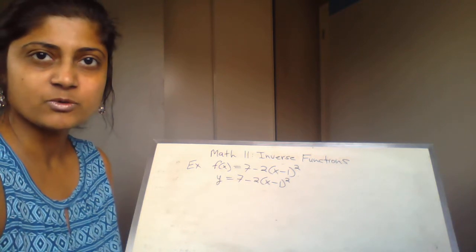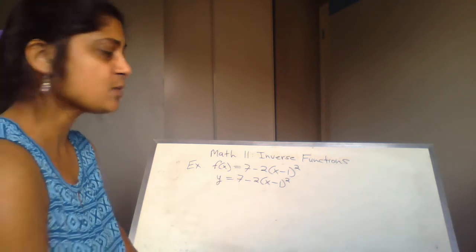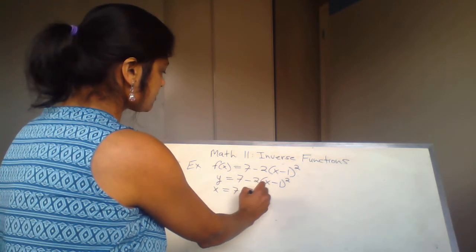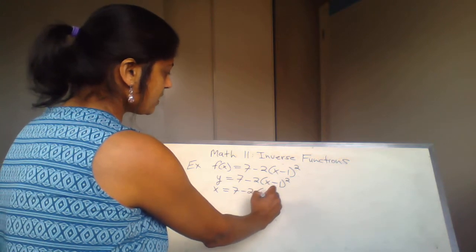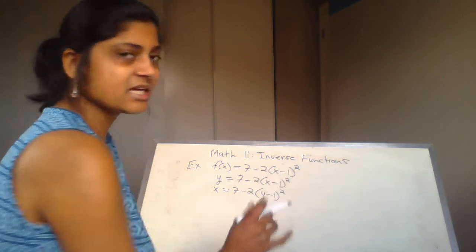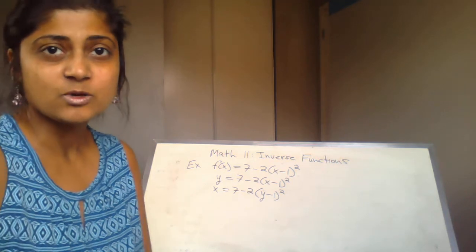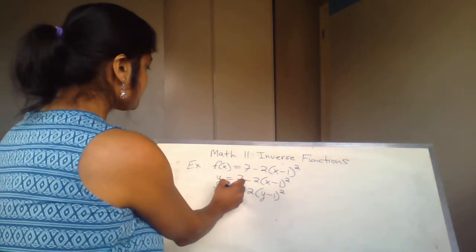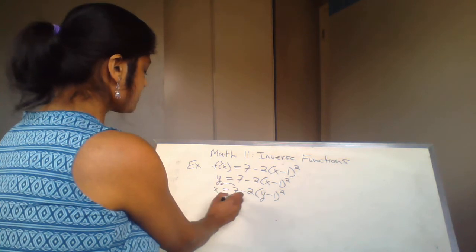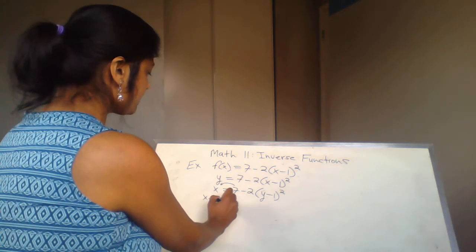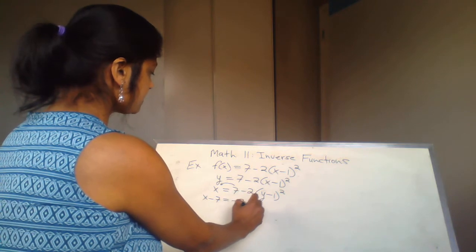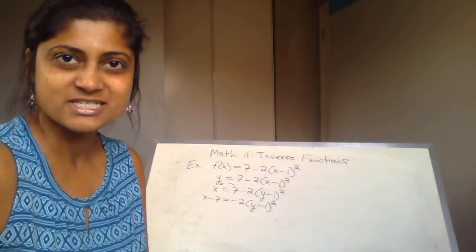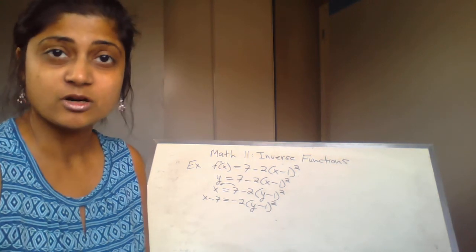All right, and what we're going to do now is switch around the x and y variables. So instead of y, we're going to put x equals 7 minus 2. Instead of the x, I'm putting y. So (y minus 1) squared. And now what we're going to do is basically isolate for the y variable. Let's take the 7 over first. So it's negative 7 on the left side, x minus 7 equals negative 2 times (y minus 1) squared. Everyone sees that? And make sure you're showing all your steps here.